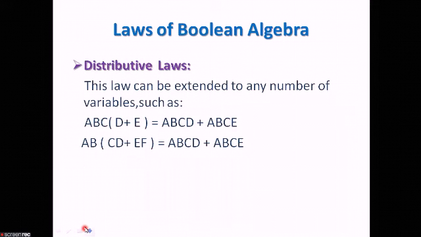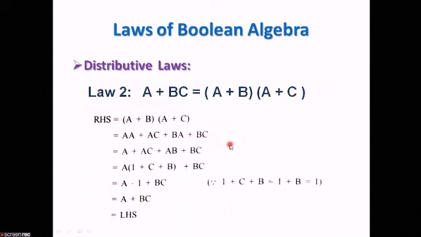Now, the distributive law can be applied to single variables as well as combinations of variables. That is, it can be extended to any number of variables, such as A into B into C into D plus E will be equal to A, B, C, D plus A, B, C, E. Next is A, B into C, D plus E, F, which is inside the brackets. So, it will be equal to A, B, C, D plus A, B, E, F. Next is the distributive law, that is the second law.